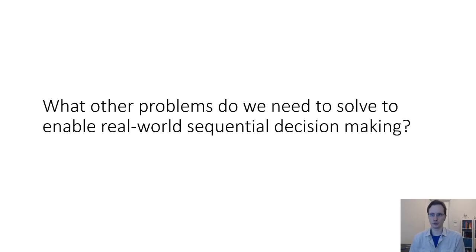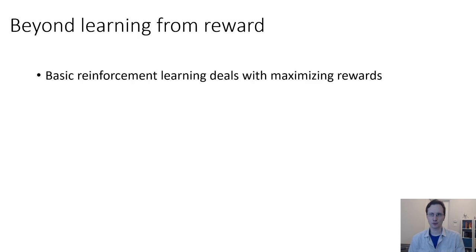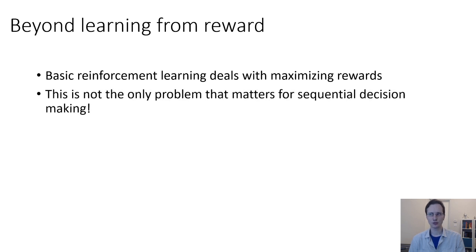What other problems do we need to solve to enable real-world sequential decision-making? Reinforcement learning deals with the problem of maximizing rewards. So it assumes that it can interact with a system, receives ground truth reward supervision, although not ground truth outputs, and then has to figure out the right outputs, the right actions to take to maximize those rewards. But this is not the only problem that matters for sequential decision-making.